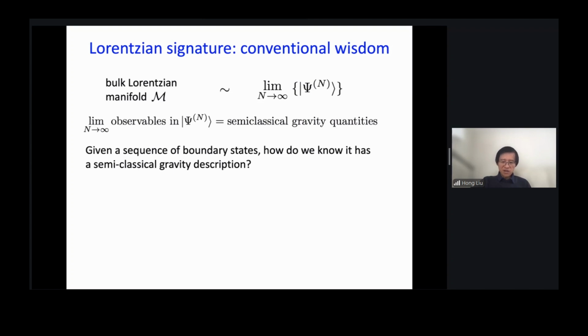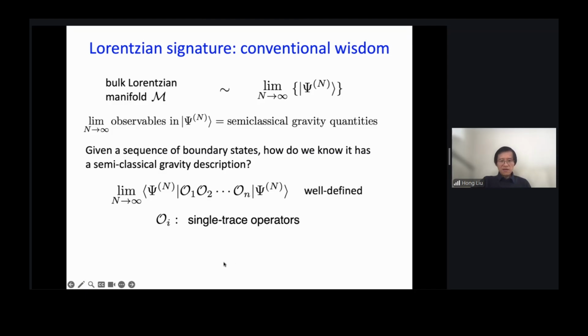A working definition which we have been using is the following. Let's consider the collection of all possible single trace operators. Single trace operators have a well-defined large N limit themselves. You can define them in an N to infinity limit without introducing any additional machinery, so they are fundamental. We look at all the single trace operators, and at correlation functions of single trace operators between the sequence of states, and then we take N to infinity. If this N to infinity limit is well defined, then at least this is a necessary condition for the emergence of some kind of bulk spacetime due to this sequence of states, and maybe there is a bulk semi-classical gravity description.